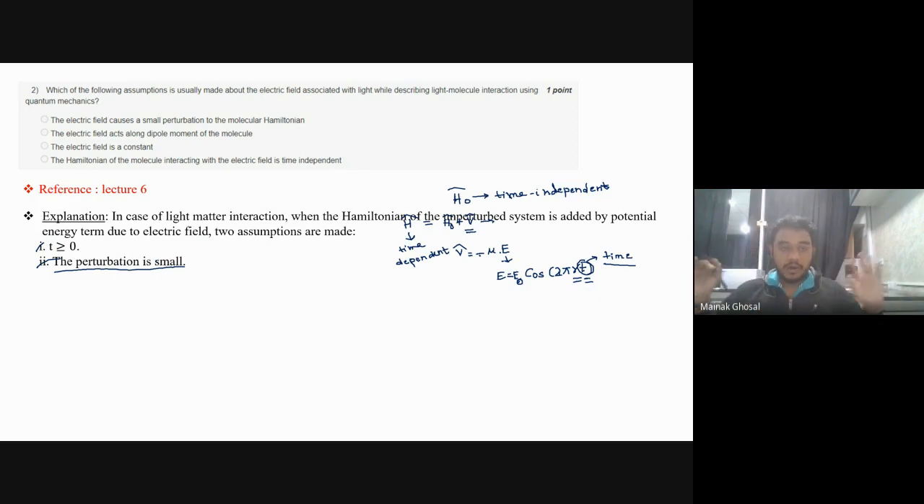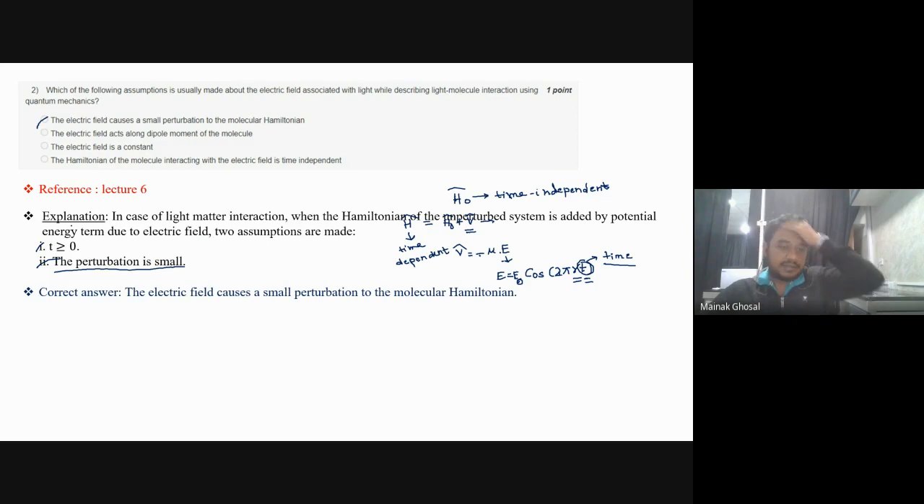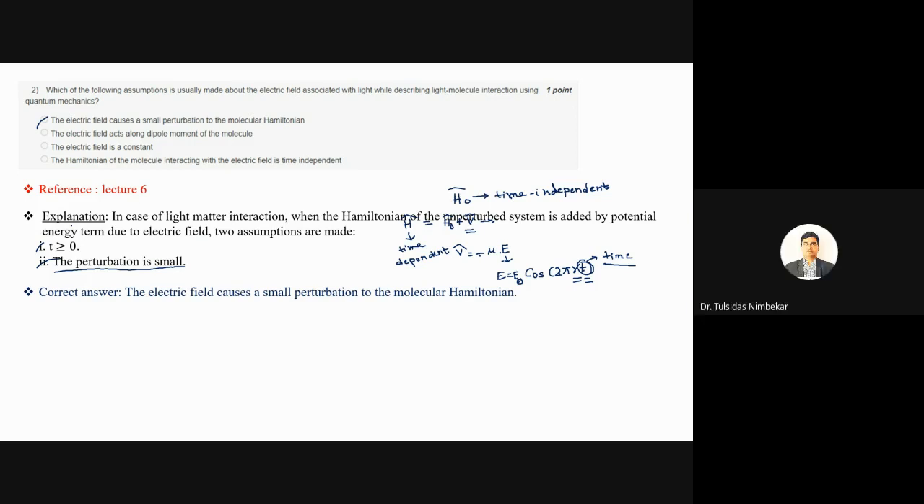So your answer will be the first one, that the electric field causes a small perturbation to the molecular Hamiltonian. It was considered as the assumption. So that is your right answer. Fine.